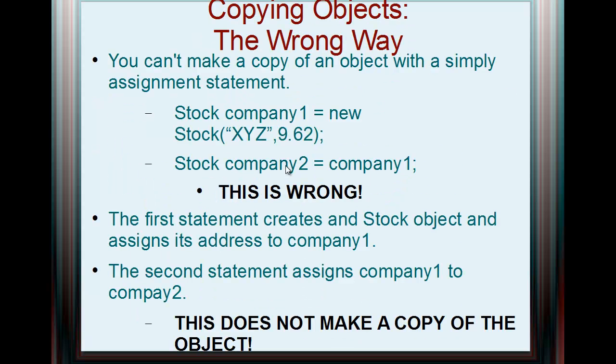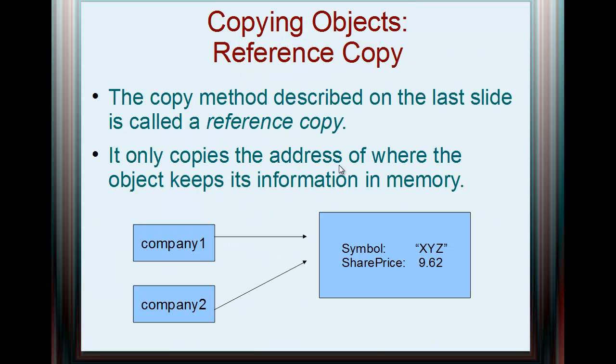So when you have something like this, company 2 equals company 1, all you're doing right here is setting both of their addresses to where the object keeps the information in memory, which is right here. So instead of having two of these, you have one. It's just both of them are referencing the same one.